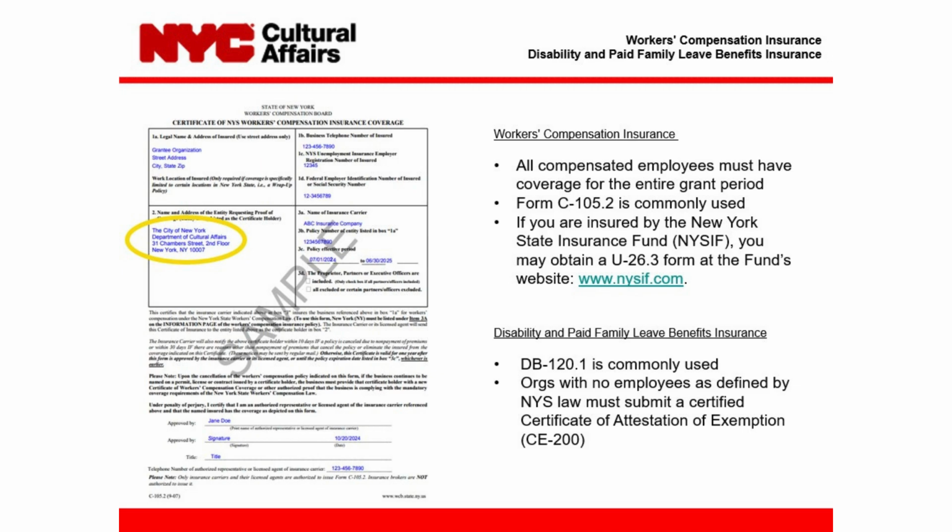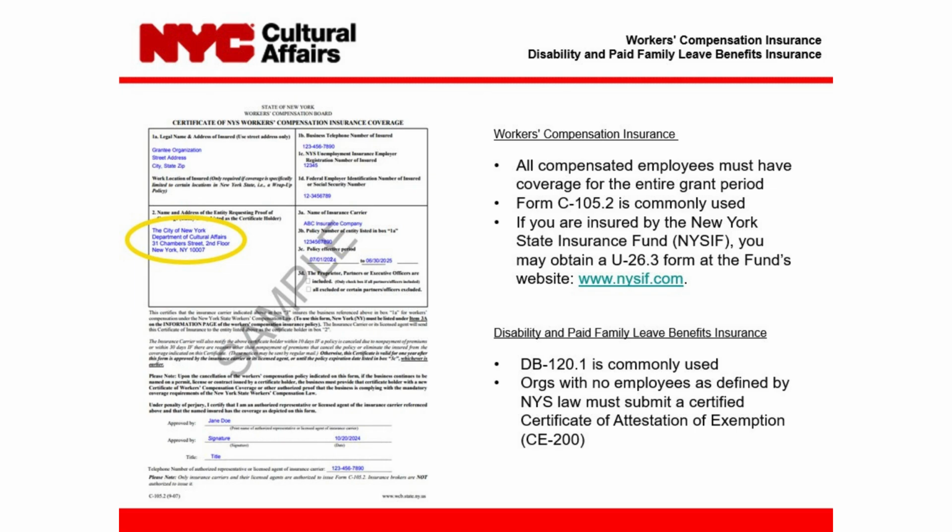Disability and paid family leave benefits. There are several forms that can be used as documentation for this as well. The DB-120.1 form is commonly used. On both certificates, under name and address of the entity requesting proof of coverage, please include DCLA's name and address exactly as it appears here.